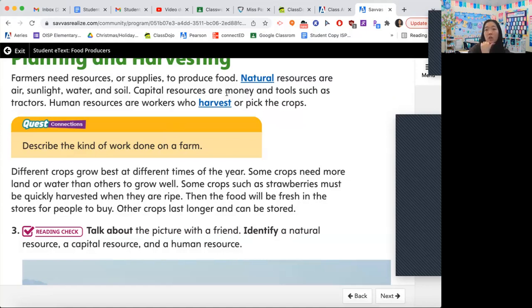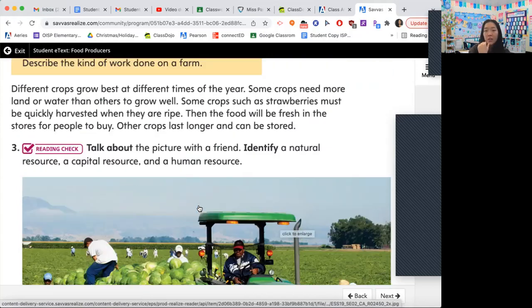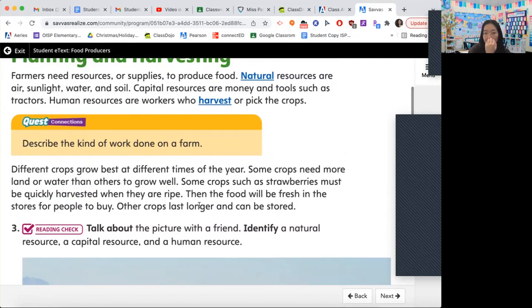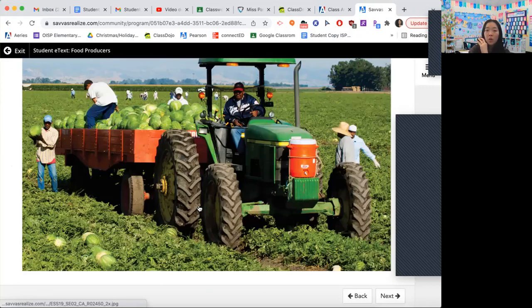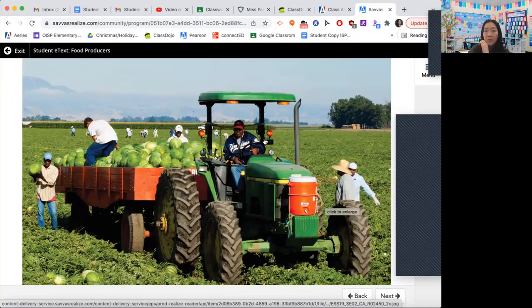Capital resources are money and tools such as tractors. Okay, well, here's a tractor. I see a tractor here. And then human resources are workers who harvest or pick the crops. And here are the human resources. They're the people who are working in the fields.